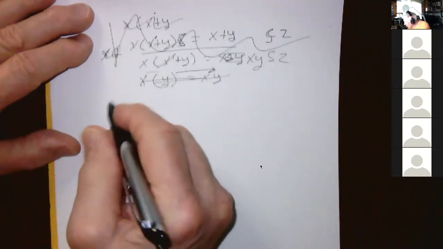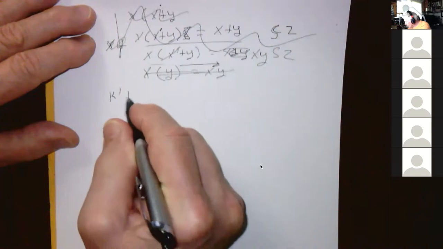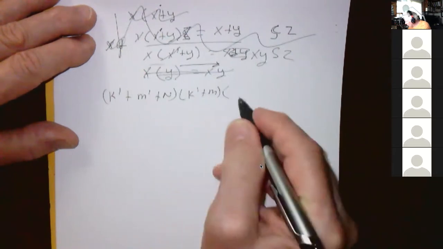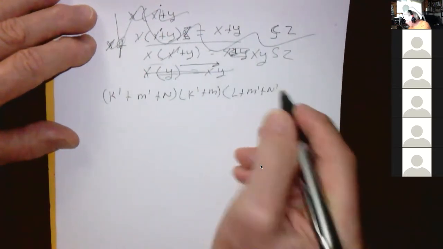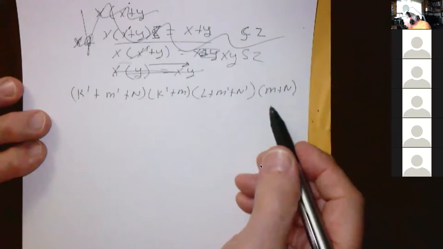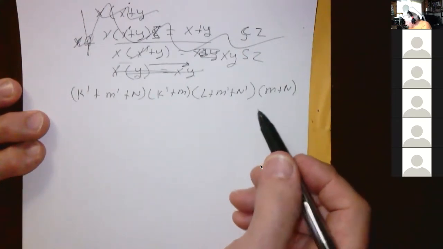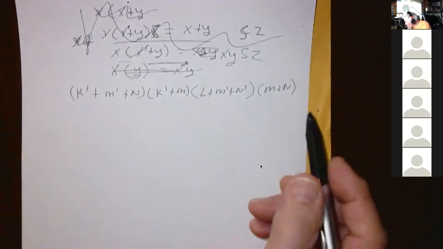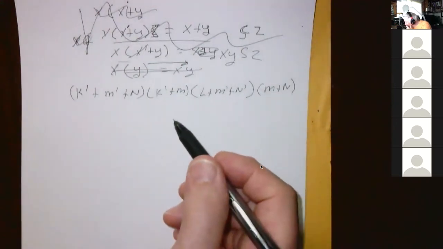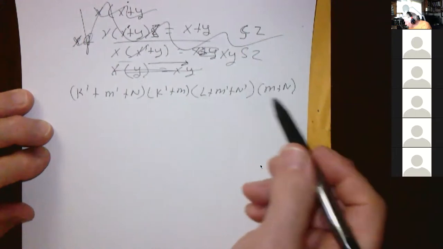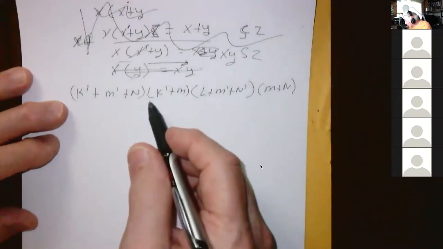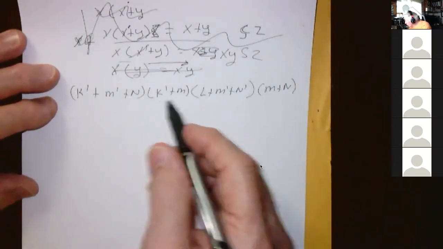Okay, so let's rewrite where we are. We're at K prime plus M prime plus N times K prime plus M times L plus M prime plus N prime times M plus N. All right, so let's look and see what we could do. We have an M in every term. We don't have K's in every term. We don't have N's in every term. We have N's in every term except this one, but we don't have one there. So since we have K's in every term, let's use the K.